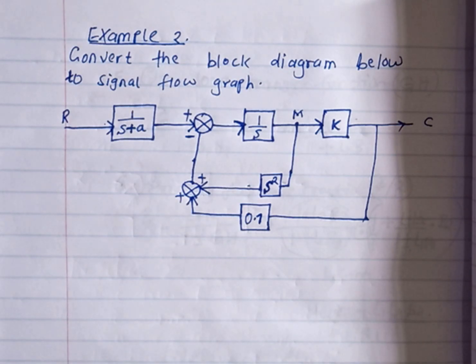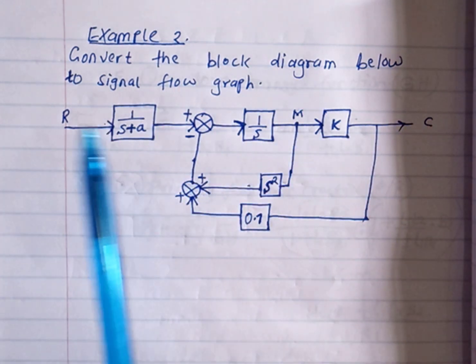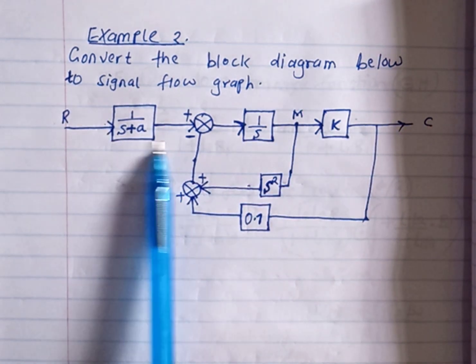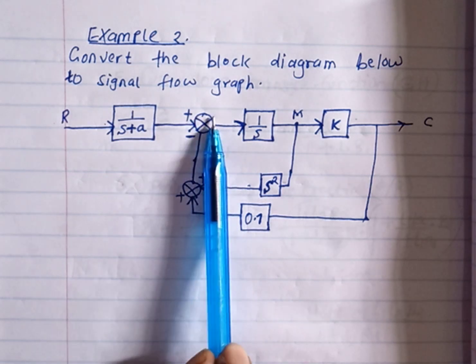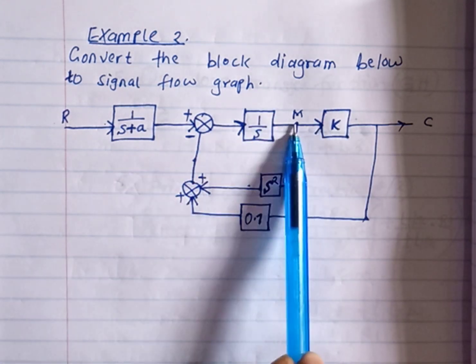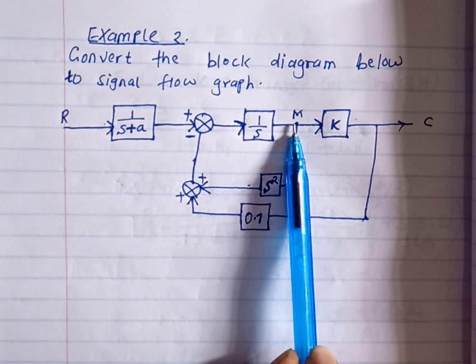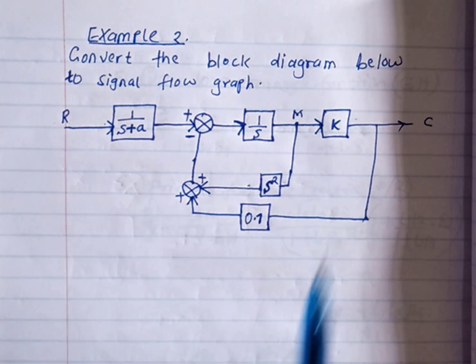Hi, in today's lesson, we are going to look at another example on how we convert a block diagram to a signal flow graph. I'm having this kind of a block here. I have the input, I have this gain block, I have my summing point, I have this block, I'll have the pick off point, I have the block, something like that.